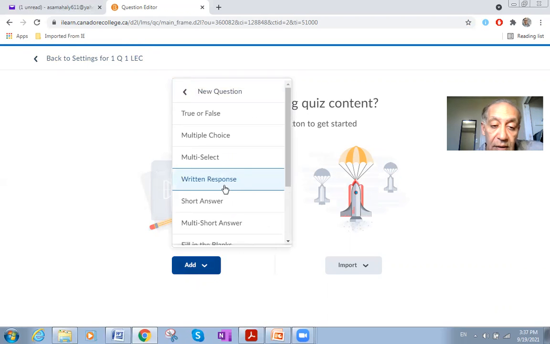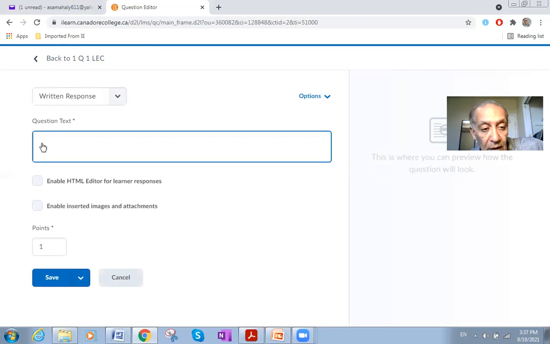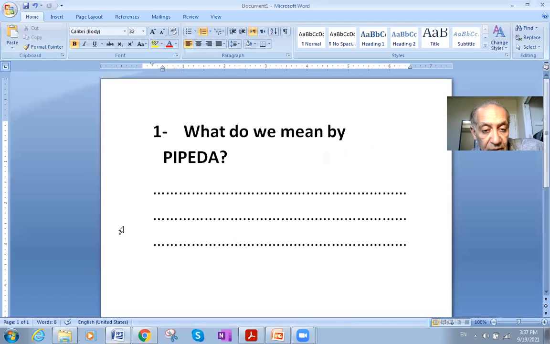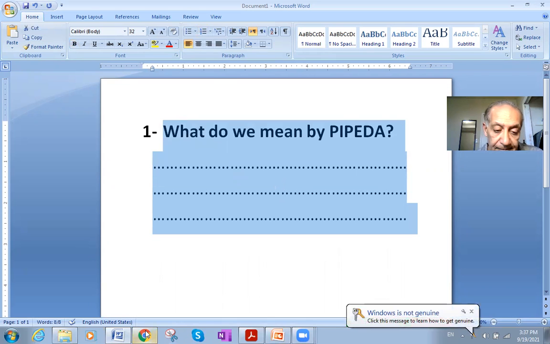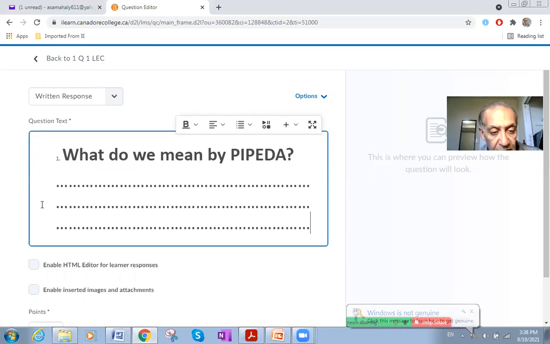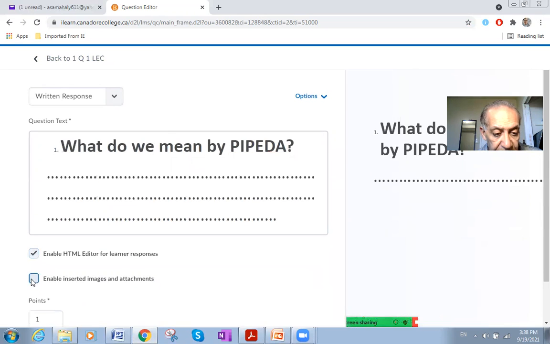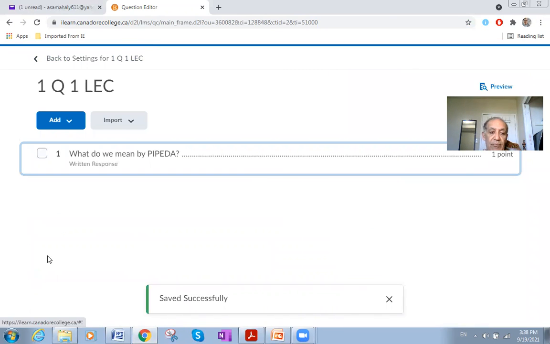Add new question, written response. What do we mean by business law? But first, what do we mean by the PPEDA? This question we will take, Control and C, and we'll put this question here. Enable the students. Then save. This was the first question we worked upon today.